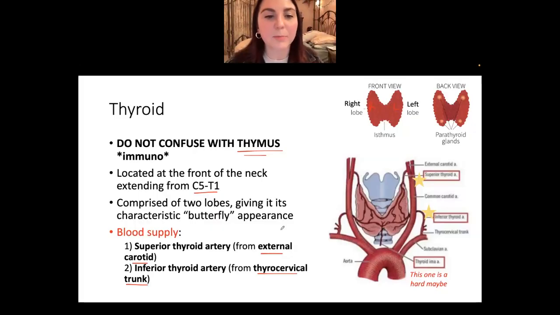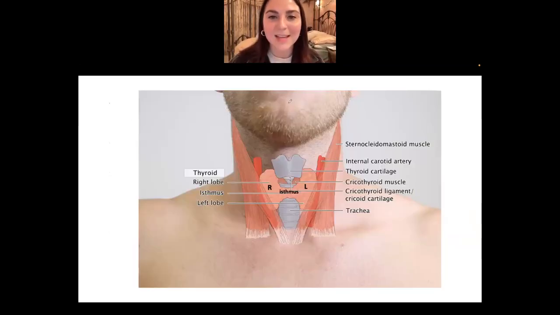The superior thyroid artery branches off the external carotid, and then the inferior thyroid branches off what's known as the thyrocervical trunk, which branches off of the subclavian. In this image I found, there's an artery called the thyroid IMA artery. This one's a hard maybe. I can't really find a source that claims this artery is a real thing, and if it is, it's only in about 1% of people. So I think you're good with just superior and inferior, but I wanted to at least point it out. It's still a hard maybe, just from the literature.